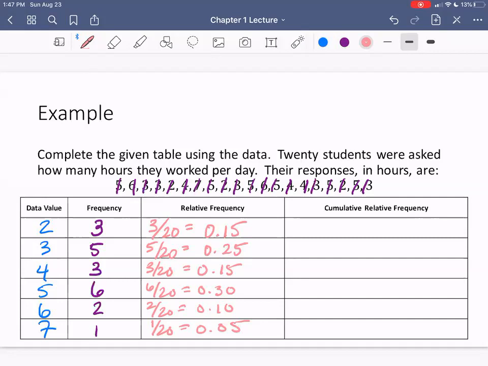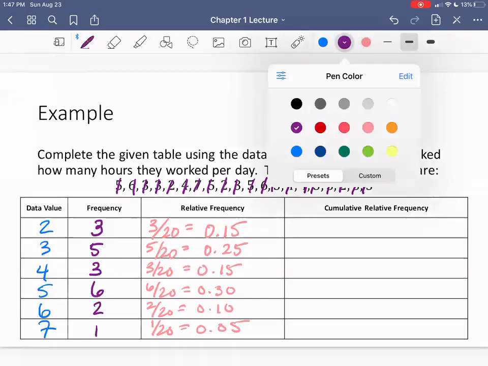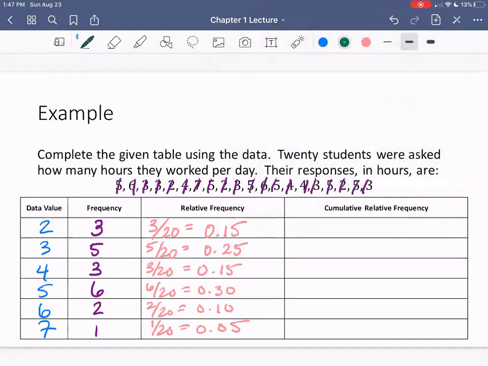What we're going to do next is we're going to find the cumulative relative frequency. So let me explain this, because the cumulative relative frequency is adding the previous relative frequencies. So first is right here. There are no other frequencies. I'm just at 0.15. So in this box here, I'm just going to write 0.15. Now I'm going to show you the longer way, and I would like you to do this so that I can follow your work.